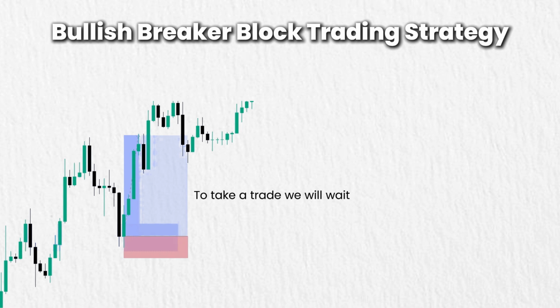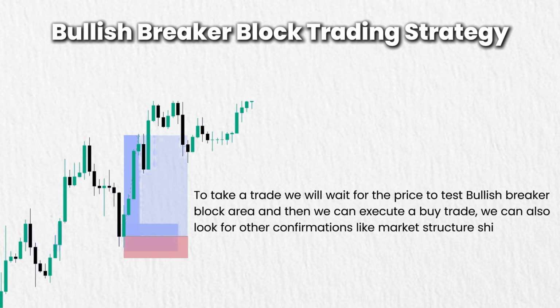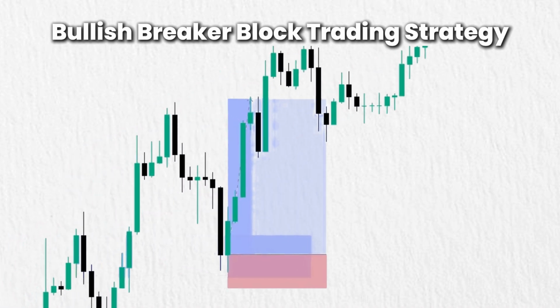To take a trade, we will wait for the price to test bullish breaker block area, and then we can execute a buy trade. We can also look for other confirmations like market structure shift in that area in lower time frame. While executing a trade using bullish breaker block, you should set your stop loss few pips below the low of bullish breaker block.